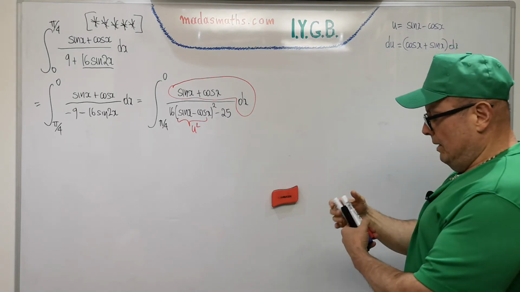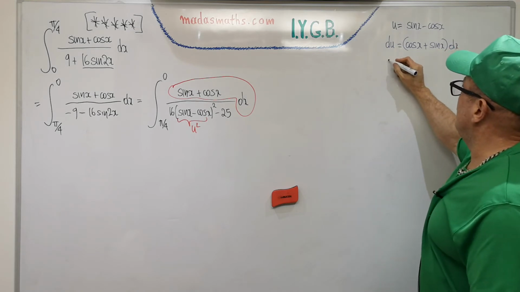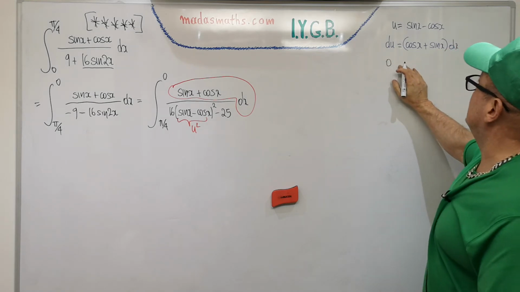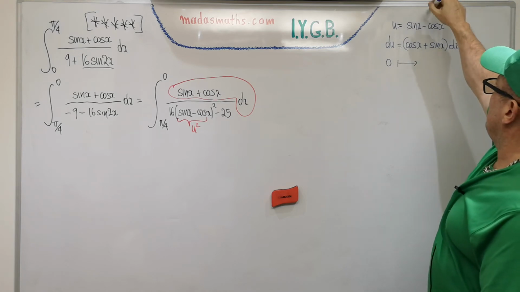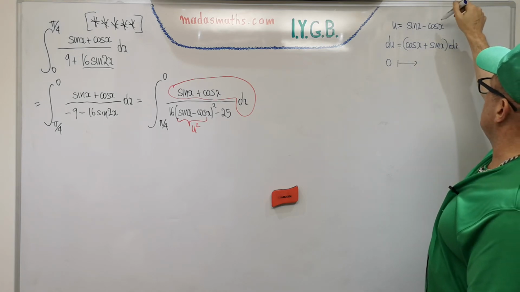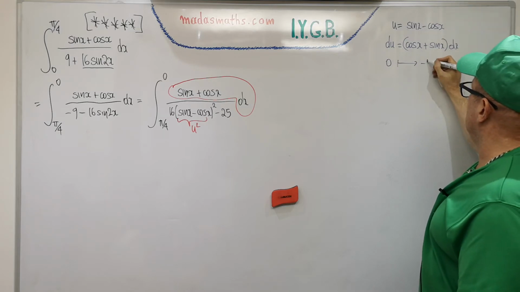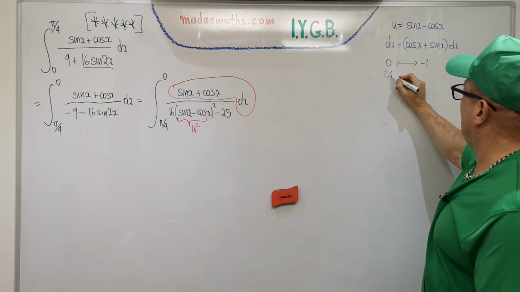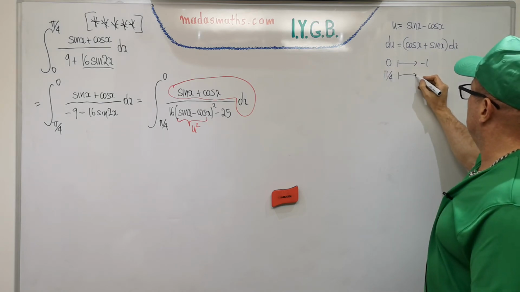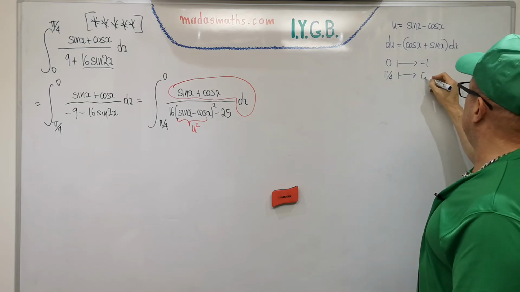Okay, I need to change the limits, so let's convert these limits as well. I've got 0 for my x. When x is equal to 0, cos of 0 is now a 1, so we're going to go to minus 1. And when we put in pi over 4, both the sine and the cos of pi over 4 are exactly the same, and therefore they will cancel out.